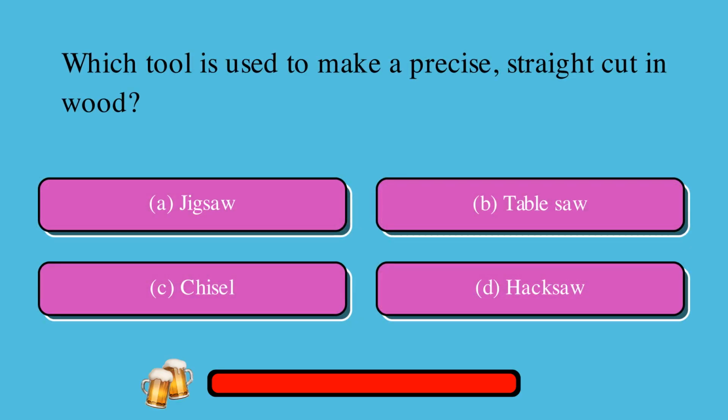Which tool is used to make a precise straight cut in wood? Is it A. Jigsaw, or B. Table saw, or C. Chisel, or D. Hacksaw? The correct answer is B. Table saw.